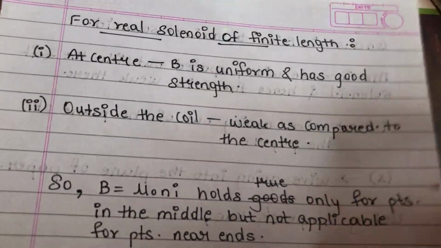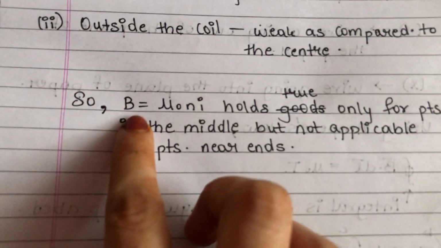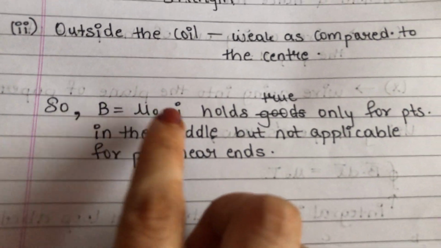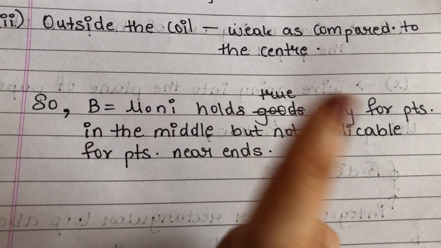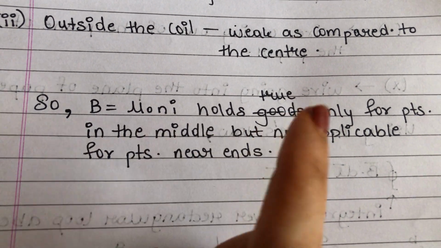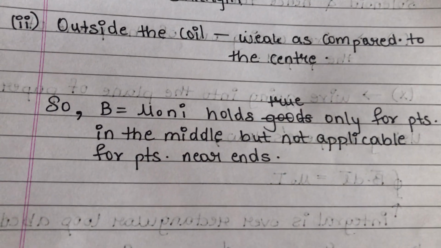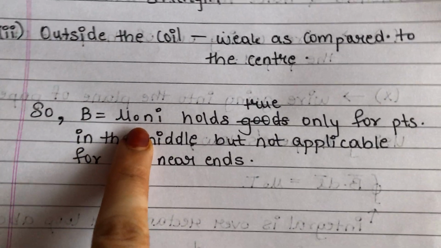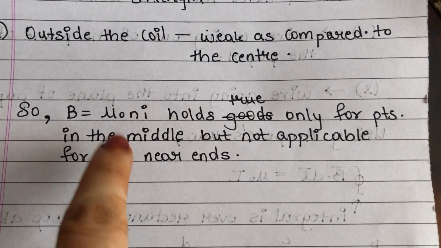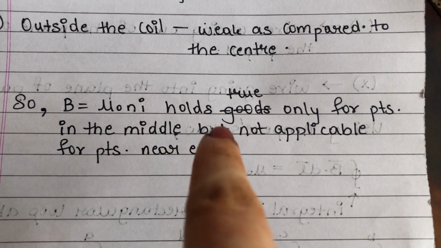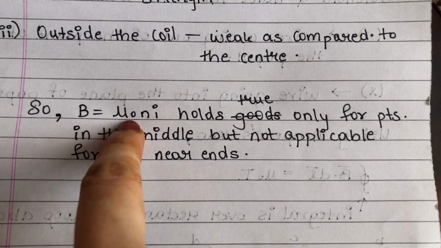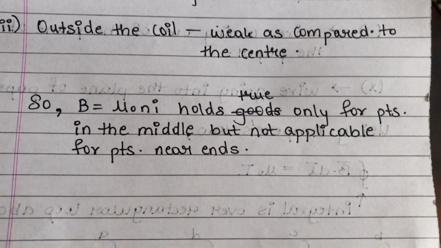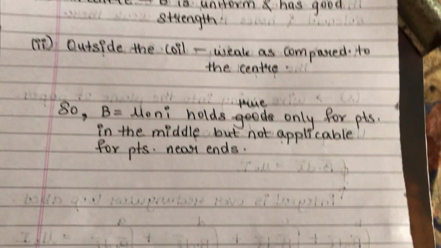So for a real solenoid, the magnetic field formula which we have derived holds true only for the points in the middle, but is not applicable for the points near the ends of the solenoid. This magnetic field equation holds true only for the points which are in the middle of the solenoid, and this formula is not applicable for the points which are near the ends of the solenoid.